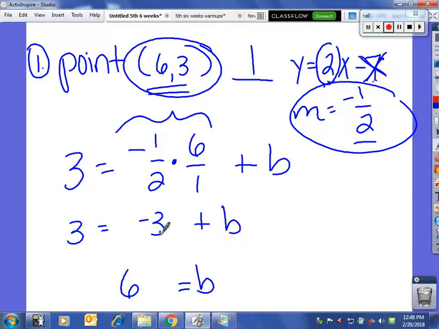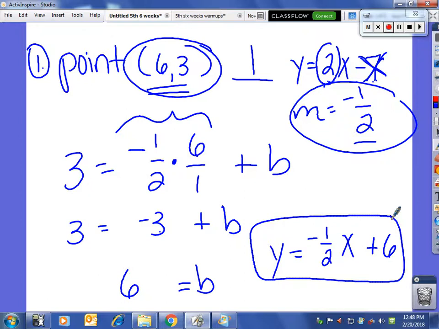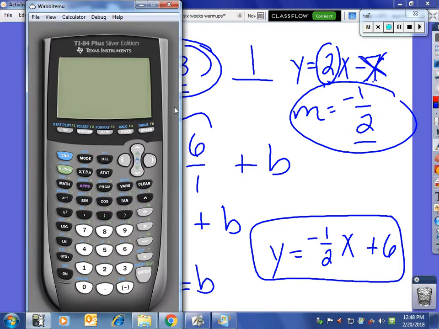Now, I'm still not done. What is the equation of the line I was describing to you then? y equals negative 1/2 x plus 6. Please, let's look at this in our calculator, because I want to show you that perpendicular lines in the calculator do not really look perpendicular. It's because your screen has been squished. So I want you to see what this looks like.